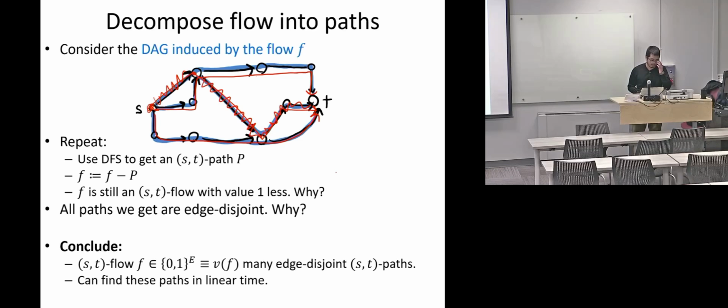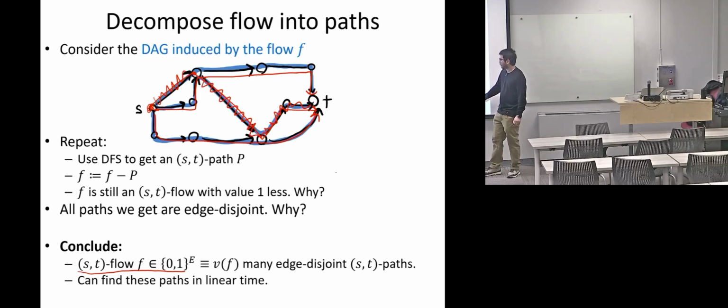So my point is that when you have an ST flow, you can always find disjoint paths from S to T. How many? The value of the flow. Because when you start with a flow with value, say, 10, you can find one path and reduce the value of the flow by 1. So you can repeat at least 10 times.